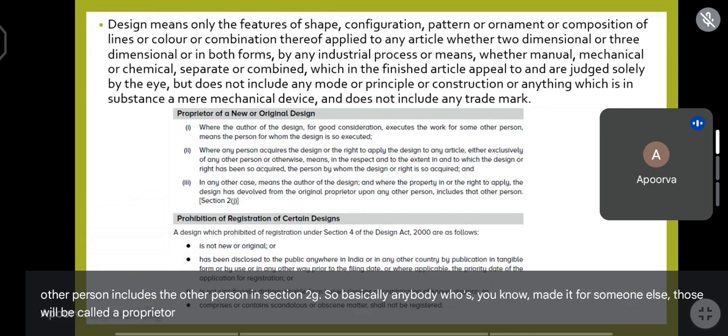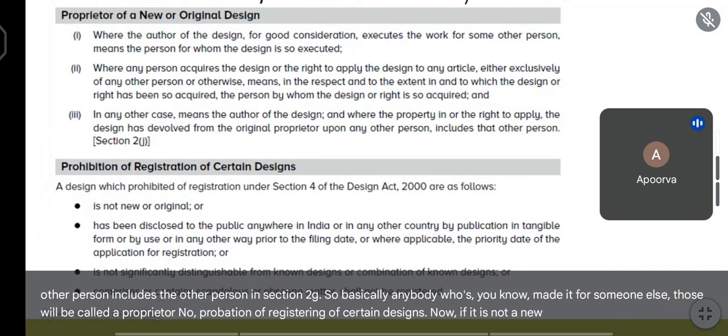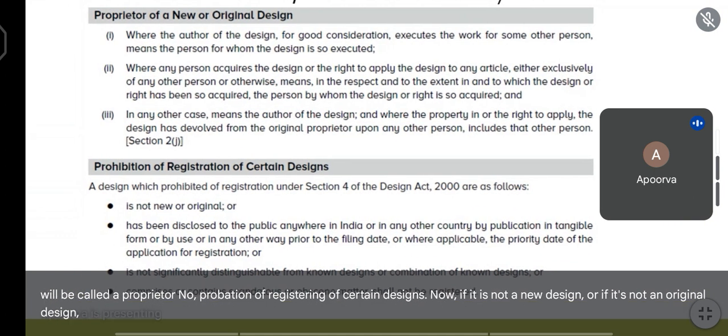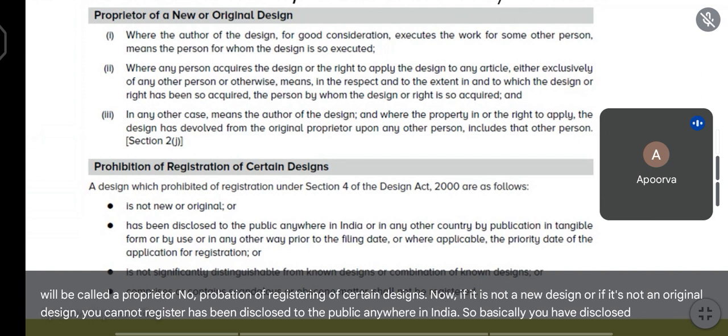Now, prohibition of registering of certain designs. If it is not a new design or if it's not an original design, you cannot register it. Also if it has been disclosed to the public anywhere in India. So basically, you have disclosed it to the public.